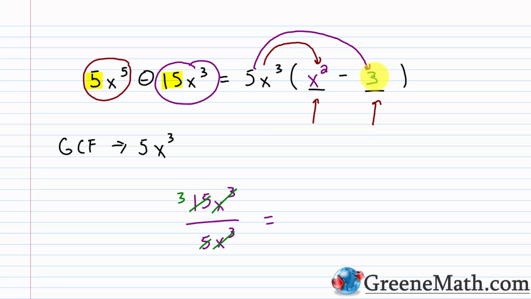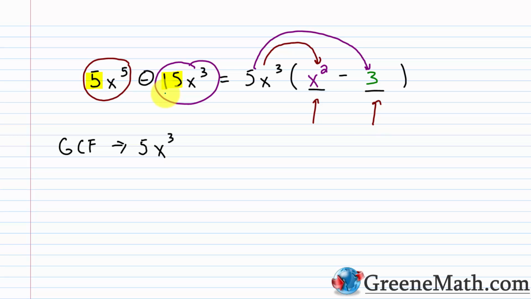And again, check that with multiplication. 5x cubed times 3 gives me 15x cubed. So if you went back and you use your distributive property, 5x cubed times x squared will give you 5x to the fifth power. Then minus, you have a minus there. 5x cubed times 3 will give you 15x cubed. So you get back what you started with.